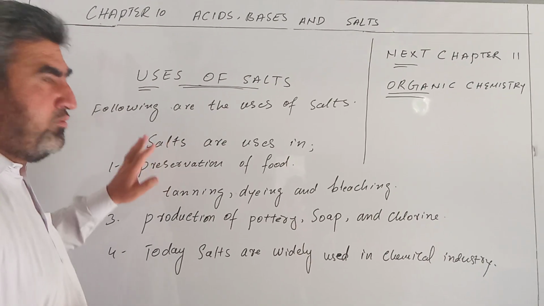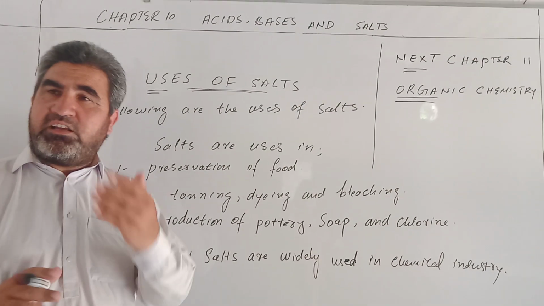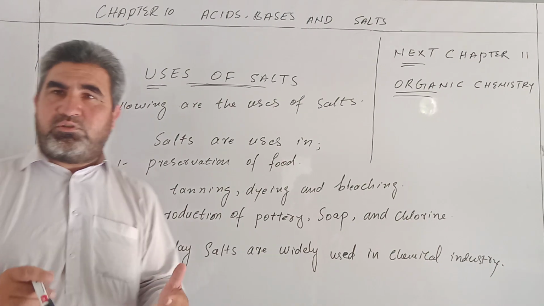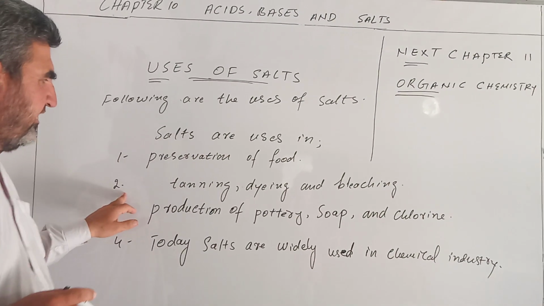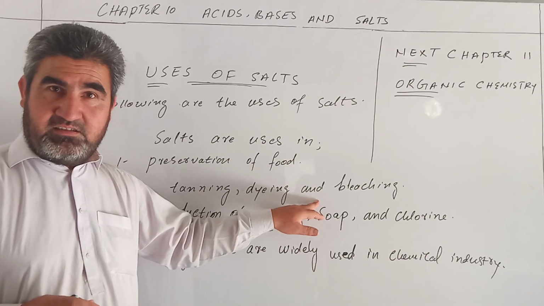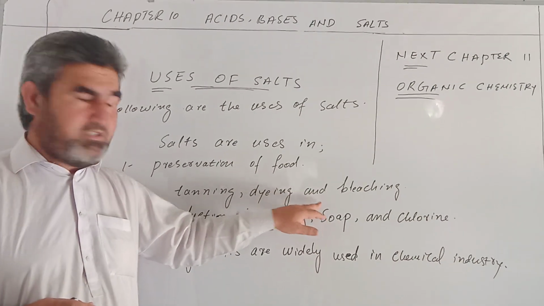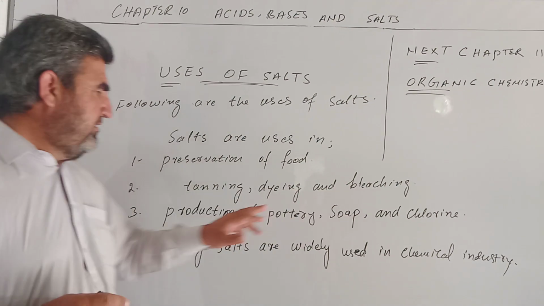Salts are used in the preservation of food, avoiding the spoilage of food. We use salt in order to preserve food. Number two, tanning, dyeing and bleaching. Salts are also used in tanning, dyeing and bleaching.